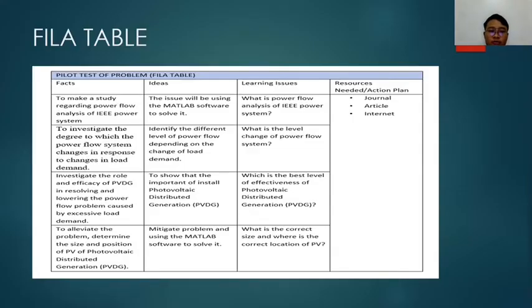Firstly, I will explain about the FILA table. In the FILA table, we have four things, which are facts, ideas, learning issues, and resources. In facts, we have four facts. Firstly, to make a study regarding power flow analysis of the IEEE power system. Second, to investigate the degree to which the power flow system changes in response to change in load demand. Next, to investigate the role and efficiency of PVDG in resolving and lowering the power flow problem caused by excessive load demand. Lastly, to alleviate the problem, determine the size and position of photovoltaic distributed generation.